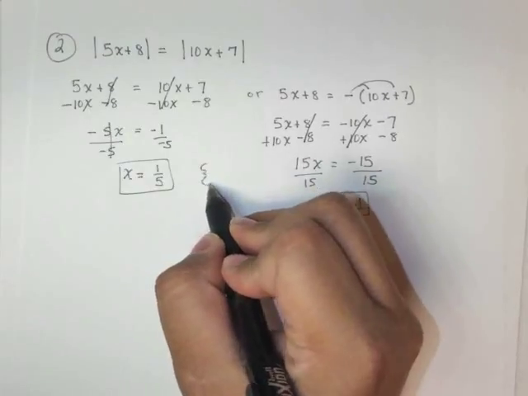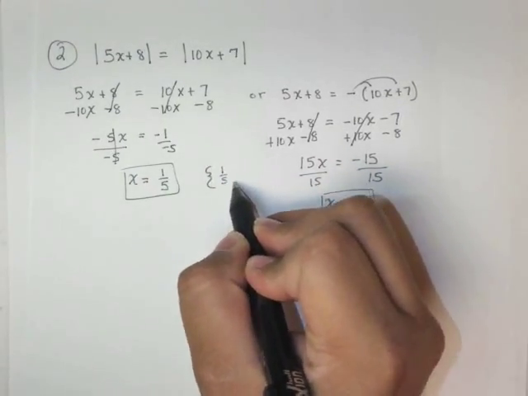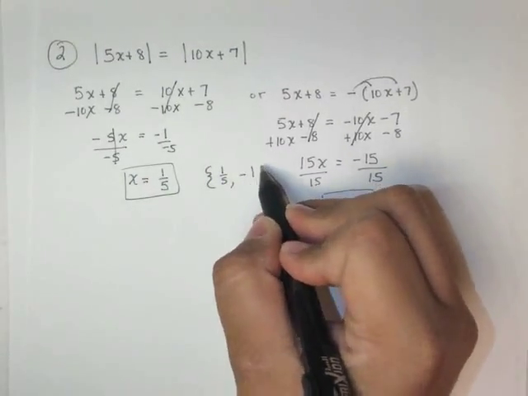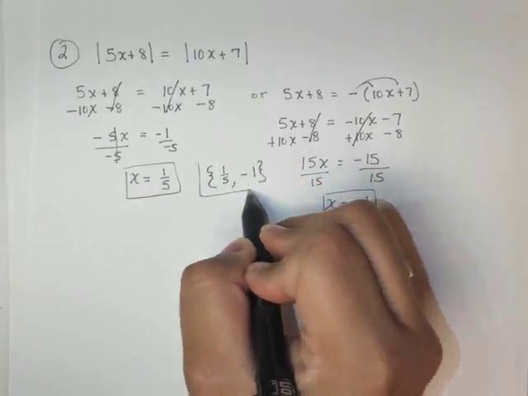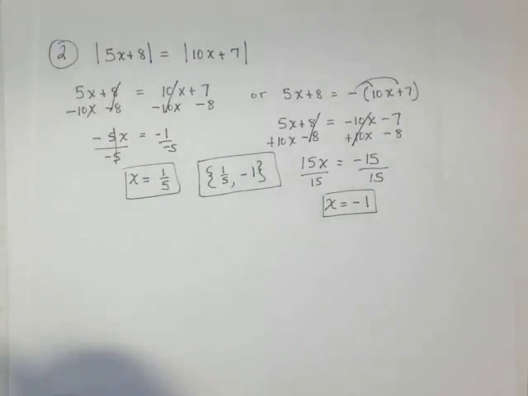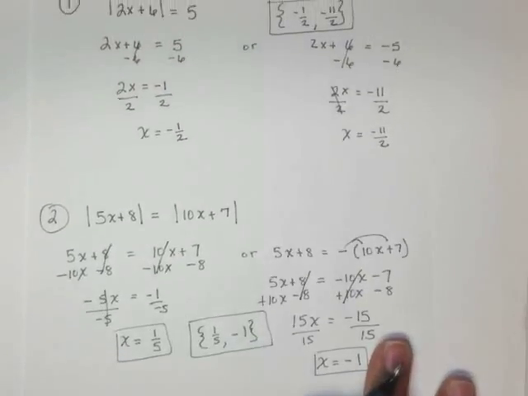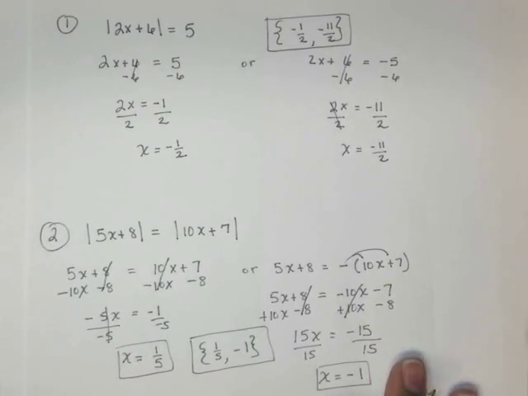Again, the solution set you can write as 1/5 and negative 1, and that's what it would look like. So these are two absolute value equations that we just solved, and they're actually really easy.